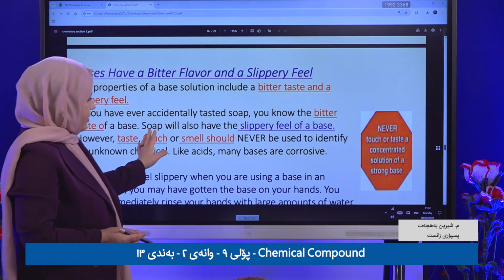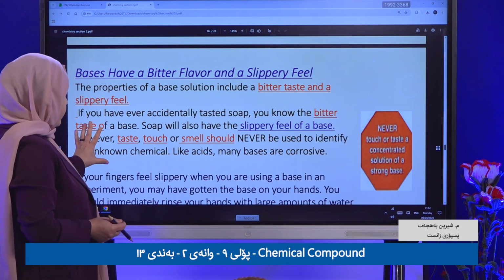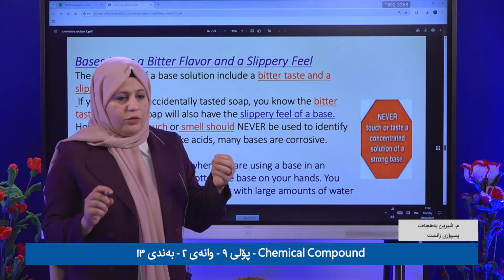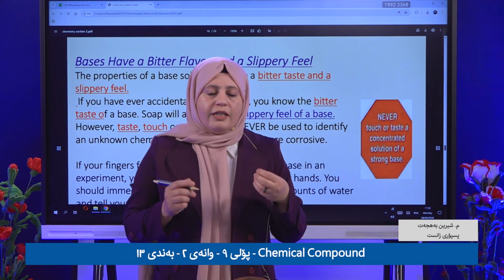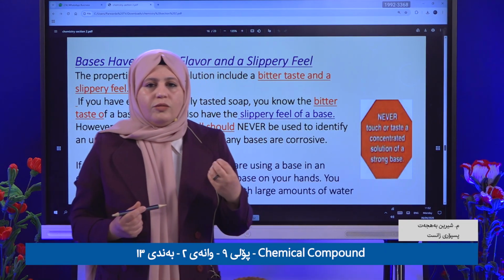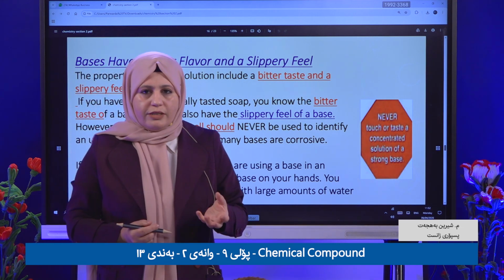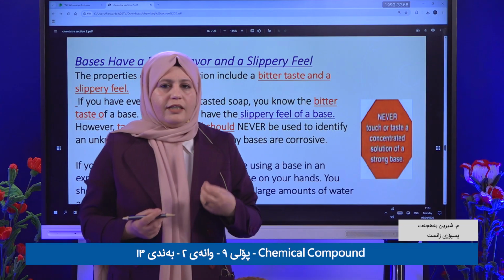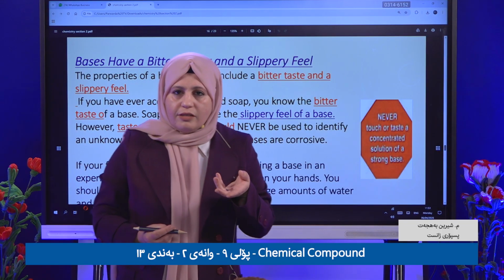Yes. Also, a base has a slippery feel. Have you tasted, touched, or smelled it? Never touch it. When you go to the lab, never touch anything, okay? Because it's like an acid. A base is poisonous and corrosive, so be very careful. Never touch it, never smell it, okay?